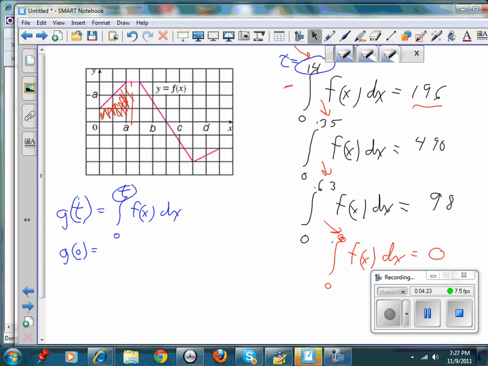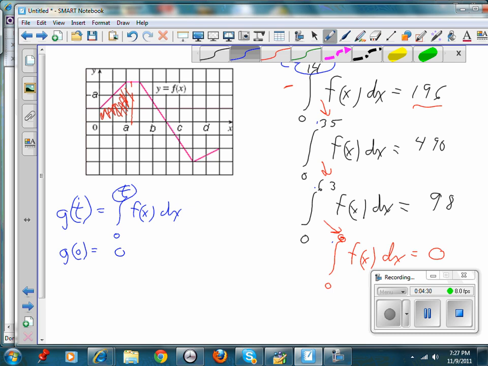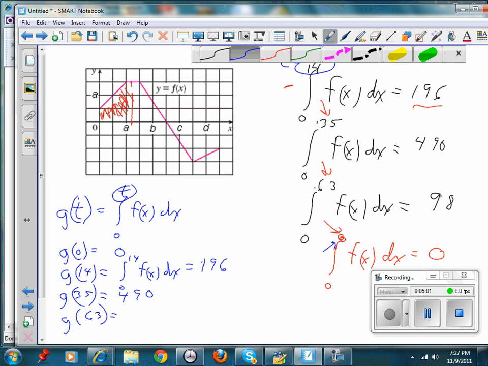So we could say g of 0: if I put in a 0 here, that's going to be 0, right? That's from over here. G of 14. Well, g of 14 then is what? Let's just write it down. 0 to 14 of f of x dx. That's equal to 196. And so on. G of 35, I think you see the pattern here, is equal to 490. G of 63 is equal to 98.